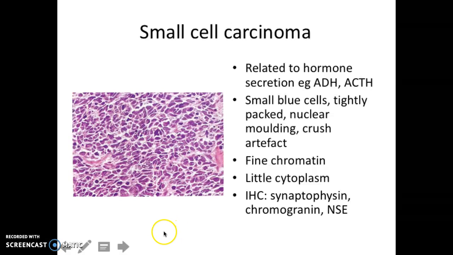Okay, small cell carcinoma is a type of neuroendocrine carcinoma, and it is related to paraneoplastic syndromes, which involve hormone secretions such as ADH and ACTH. And immunohistochemically, it will be positive for synaptophysin and chromogranin, and also neuron-specific enolase or NSE.